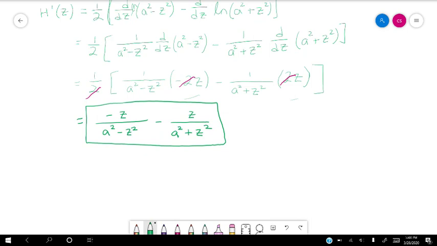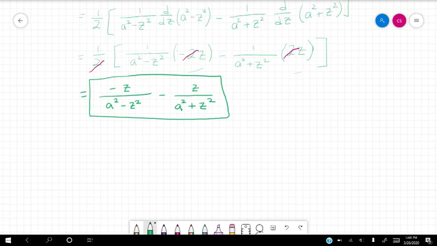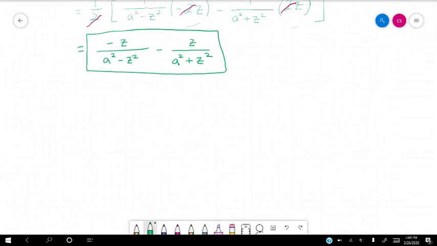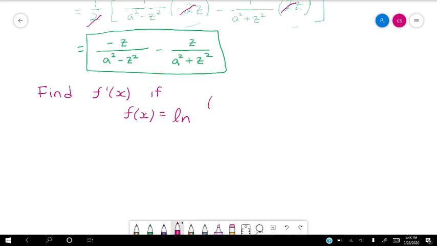All right, let's have you guys try an example where you have a complicated argument of a logarithm and you clean up the function using your logarithm rules, and then you find the derivative. Okay, so you're going to find the derivative if f of x is equal to the natural log of (3x minus 5) to the 7th over the cubed root of 3x squared plus 1.